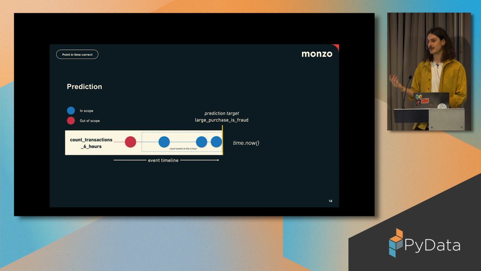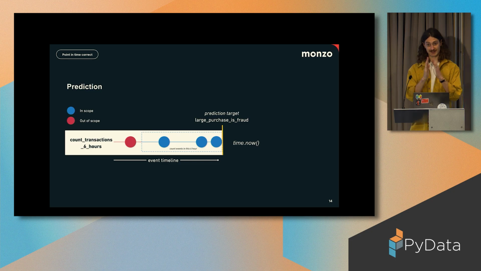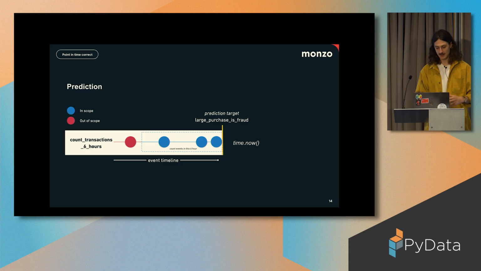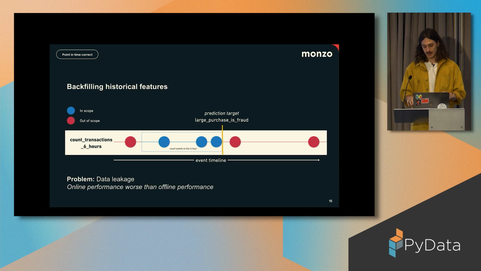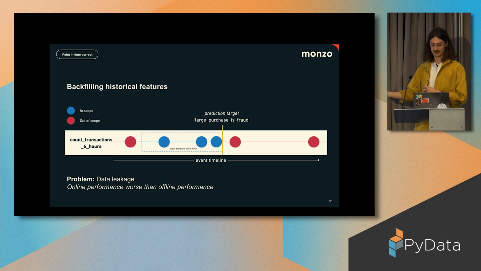Imagine you're serving a model, and this point here on the yellow line is now. I have a model in production, and a large transaction comes in, and I want to make a prediction about that. For the feature we've been using, we would look over the last 6 hours of transactions, count those, and anything that falls out of that 6-hour window, we would disregard, right? When we go to backfill a feature, we actually have more data than that, because we're going to have the data that happened after that point.